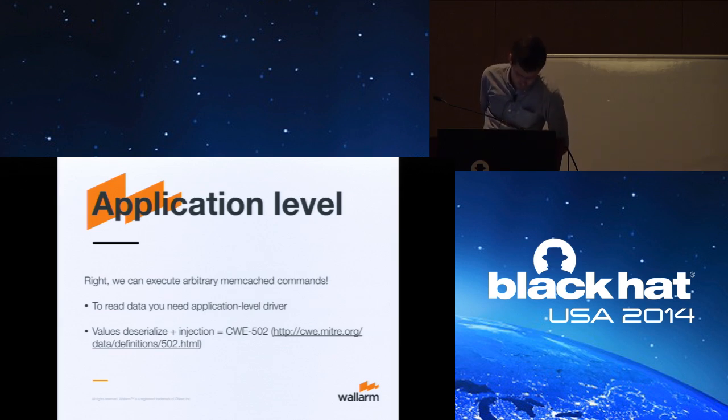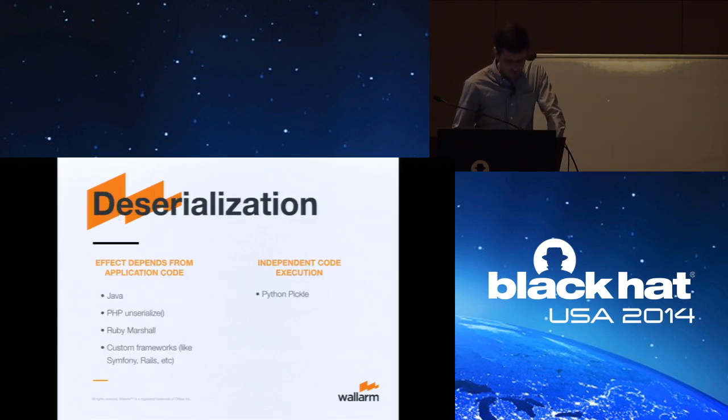The application layer plays into this because we can execute arbitrary memcached commands and can read arbitrary data from the application layer, and for this reason we can try to inject serialized data which must be deserialized by the application at the data reading process, right? There are two types of deserialization exploits. The first type is where the effects depend on the application code. It is the Java case and the PHP case, the Ruby case, and custom frameworks like Symfony, Rails, and others. But Python is really nice, because Python provides independent code execution in the pickle deserialization process.